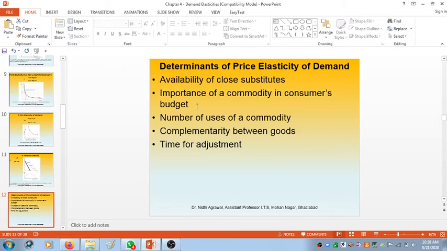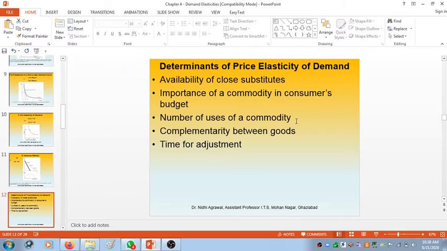Importance of commodity in consumer's budget. Suppose, for example, in your budget necessity items are most important. Without necessities we cannot meet our daily requirements. So in case of necessities, whatever be the price, you cannot reduce the consumption of those items. For example, spices, salt, and other items like flour. These are necessary items. In this case, whatever be the price, your demand will not change significantly. So in this case, elasticity will be lesser.